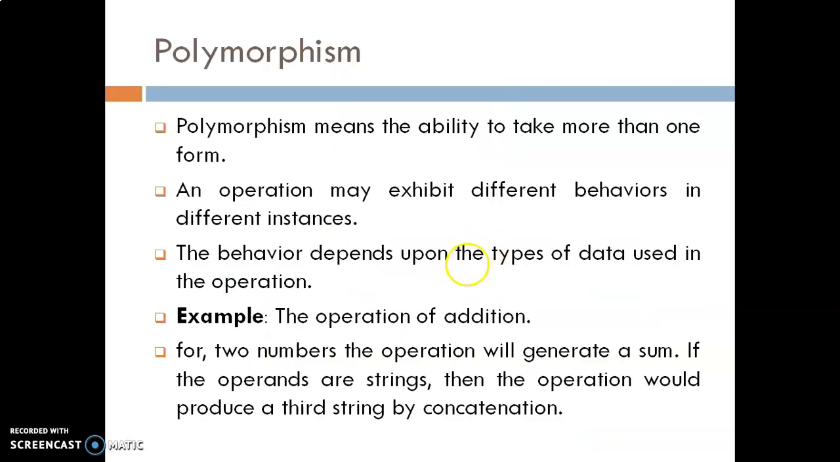Polymorphism. As the name suggests, it means the ability to take more than one form. This is one of the very important features, not only one form, but more than one form. For example, the operation of addition. If the two numbers that we are adding are integers, it will generate a sum, which is an integer number. If the two operands are strings, like hello and world, then it will generate hello world. This is the concatenation function and it generates a third string. But both times we are using the function of addition.